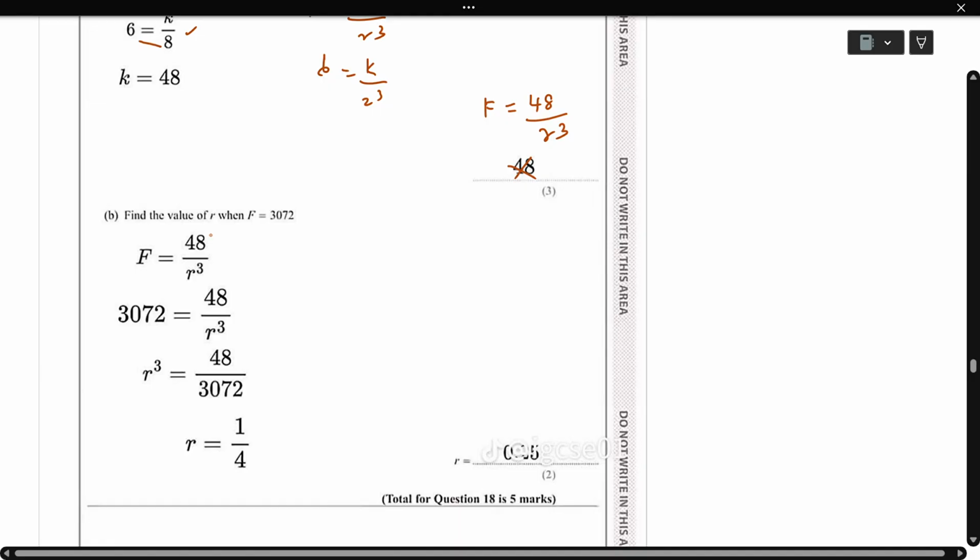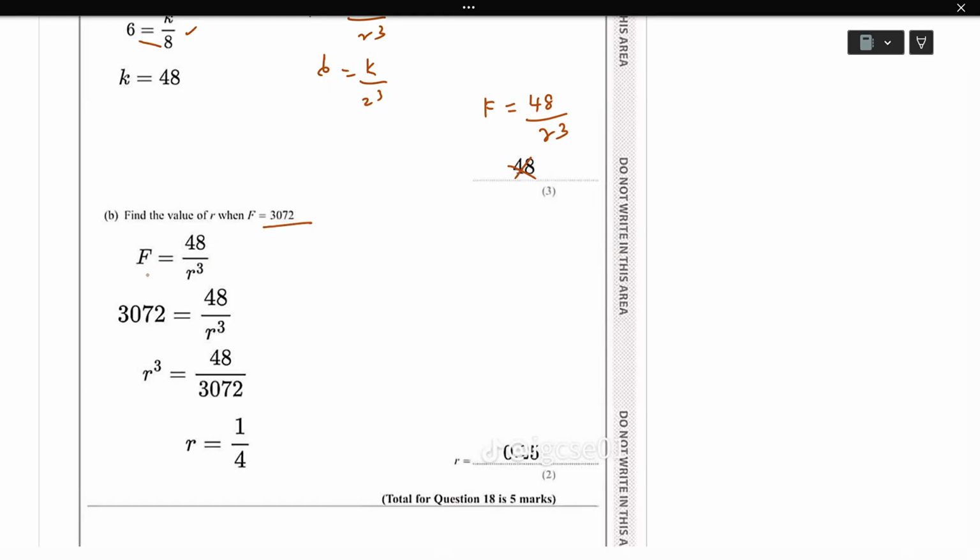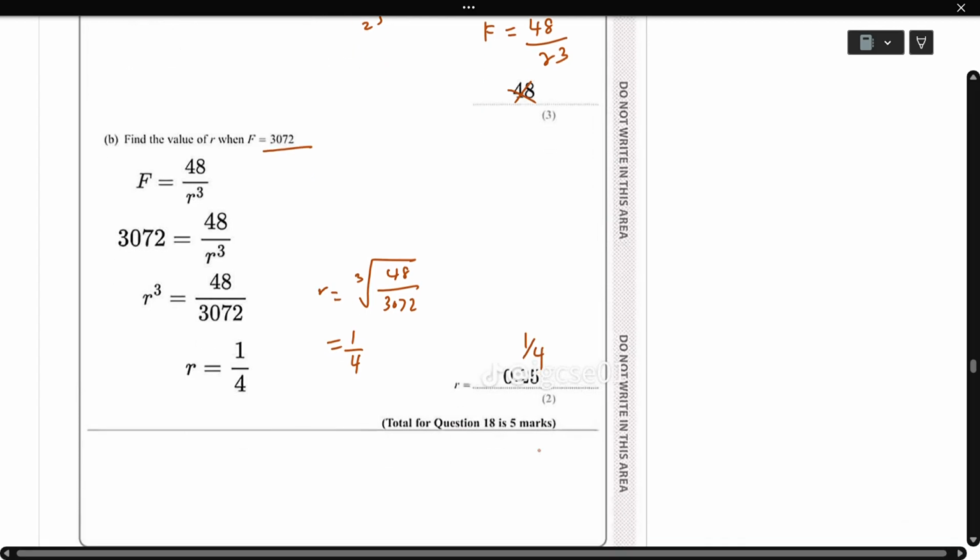The next one, the same formula is written here. The f value is given, we need to find r. So making r the subject, the next line is r equal to cube root of 48 over 3072. So the answer is going to be 1/4. We can leave 1/4 or 0.25, either is correct, so we can leave the answer as 1/4.